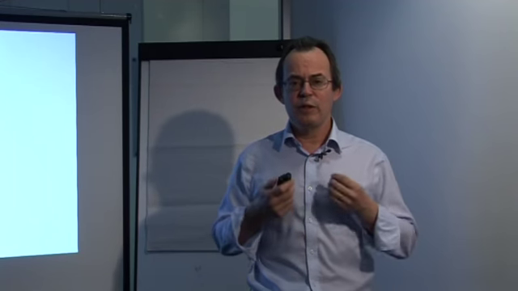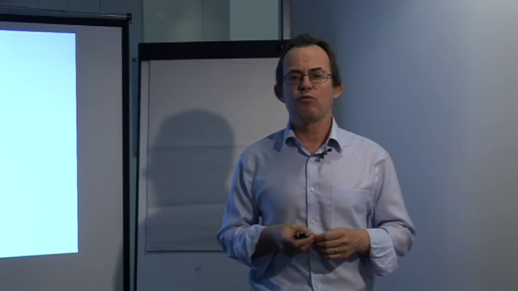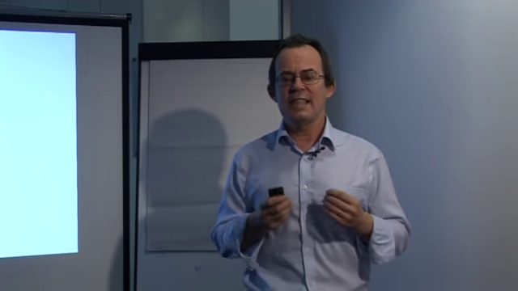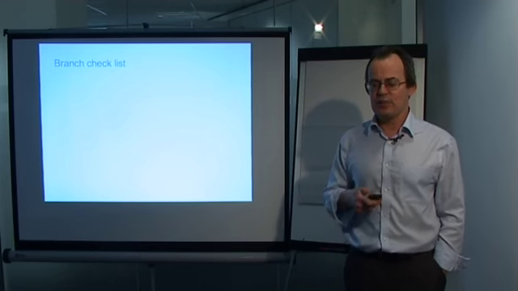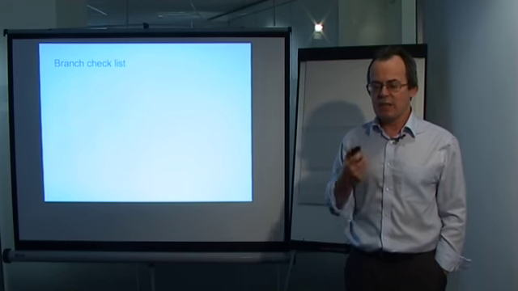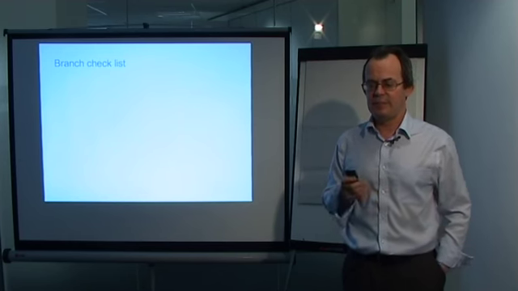So, we've talked a little bit about the essentials that you need to have in place to run an effective TA branch. I've turned those essentials into questions to create what I call the branch checklist.